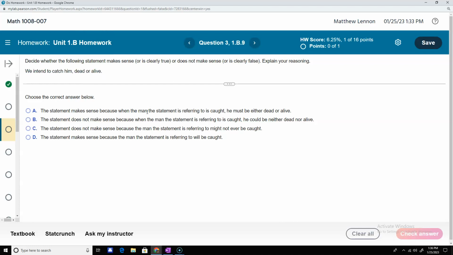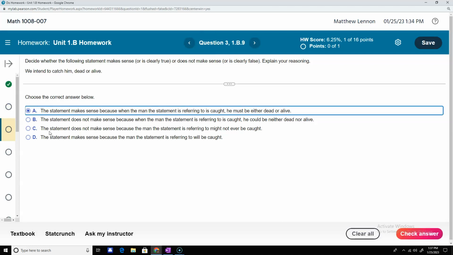The statement makes sense because when the man is referred to as being caught, he must be either alive or dead. The statement does not make sense. Well, the statement should make sense. It seems logical to me. So we'd be between A and D. The statement makes sense because the man the statement is referring to will be caught. Yeah, so I would say A here.